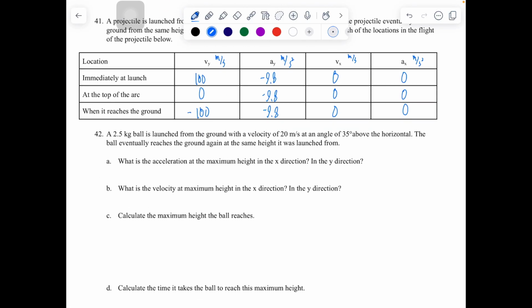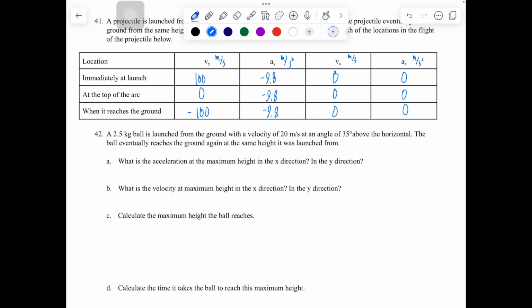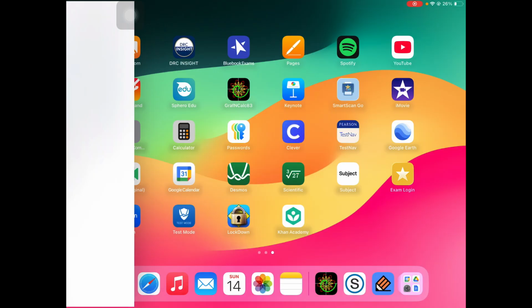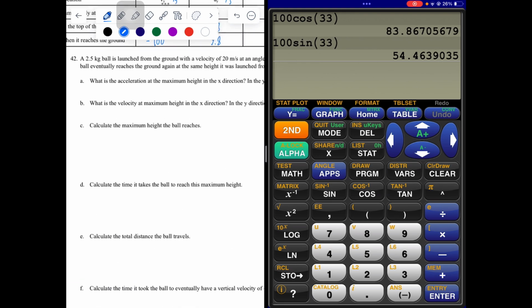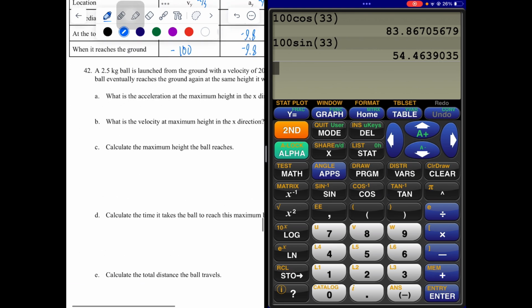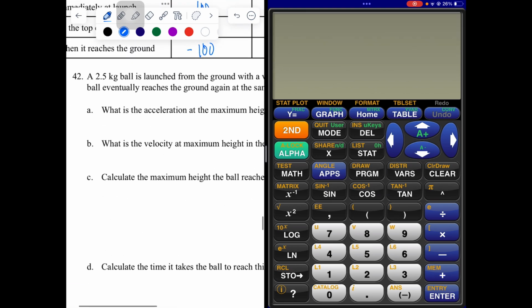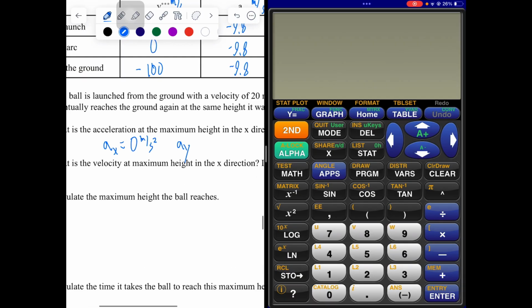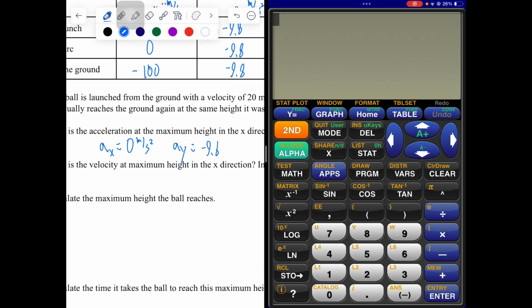Alright, a 2.5 kilogram ball launched from the ground with a velocity of 20 meters per second at an angle of 35 degrees above the horizontal. The ball eventually reaches the ground again at the same height it was launched from. Okay. Let us grab our calculator. Alright. Acceleration at the maximum height. Well, it doesn't matter where we're located. It just matters what direction. Acceleration in the x is always 0 for a projectile. Acceleration in the y is always negative 9.8 for a projectile.